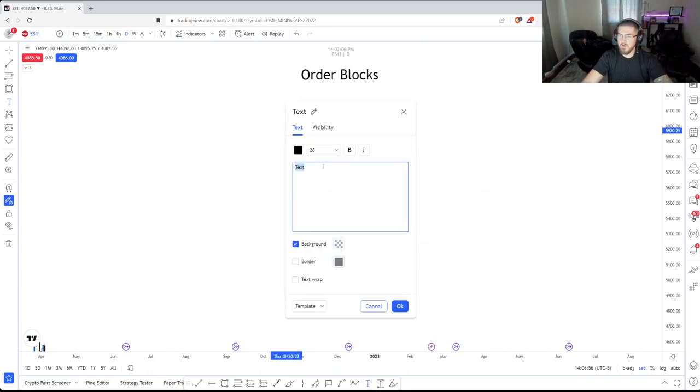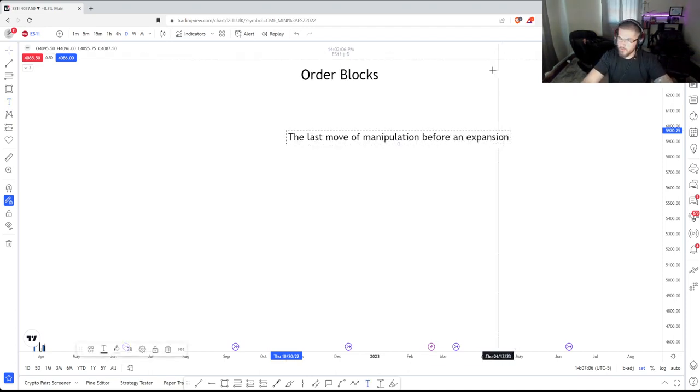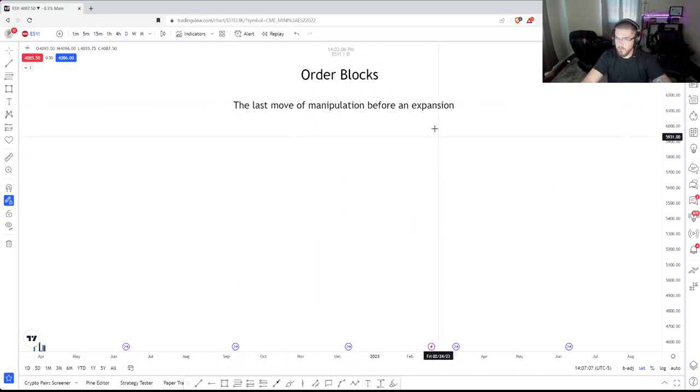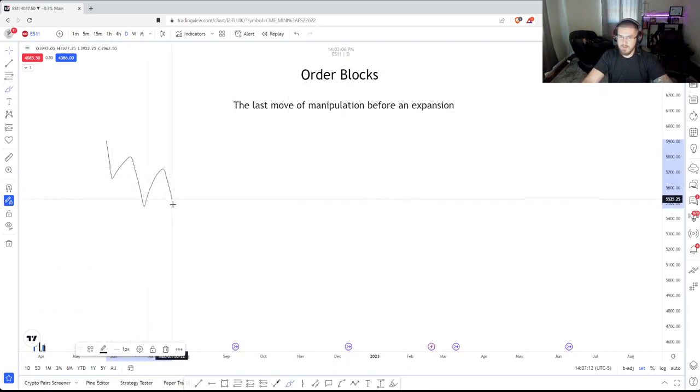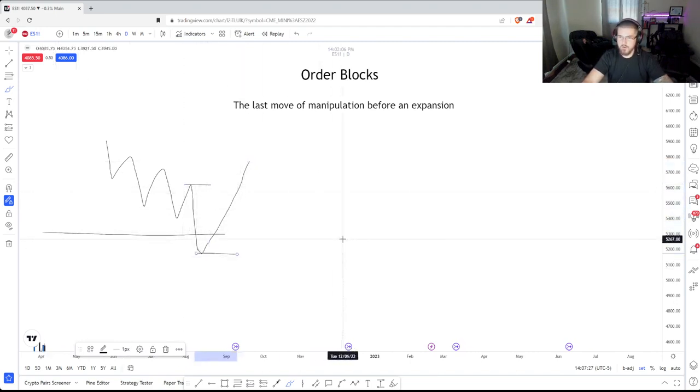The order block is the last move of manipulation before an expansion. This is a very crude way to explain it, but I want you to just think of the order block like that. So whenever price is coming down, and we come into maybe an old area, maybe an area of liquidity, it's just a reference point, an area of interest, if you will. We come out and engulf. So usually the entire down move is going to be considered an order block.